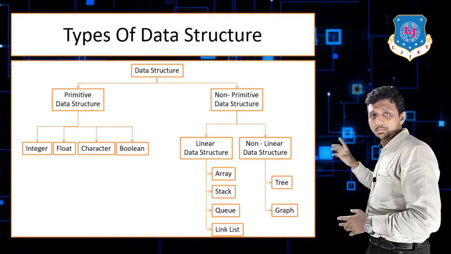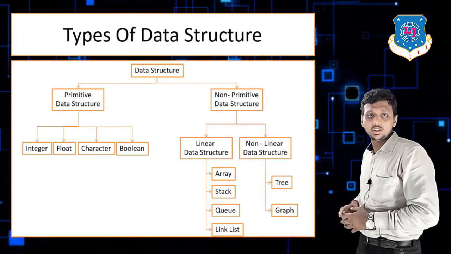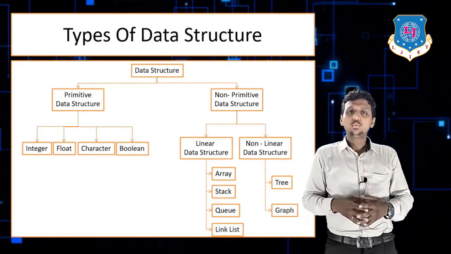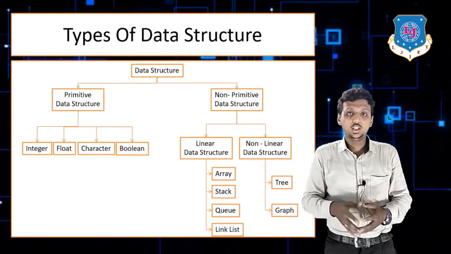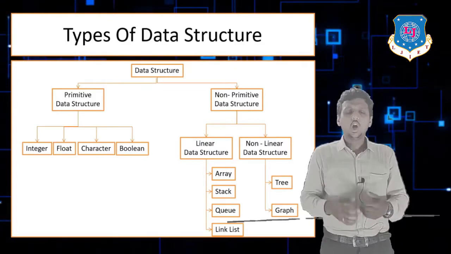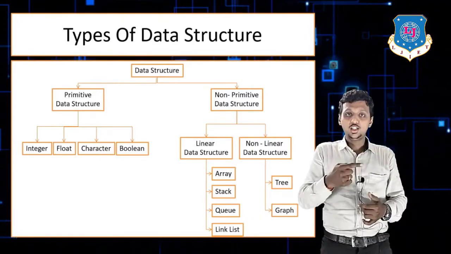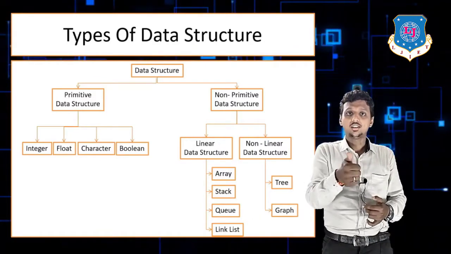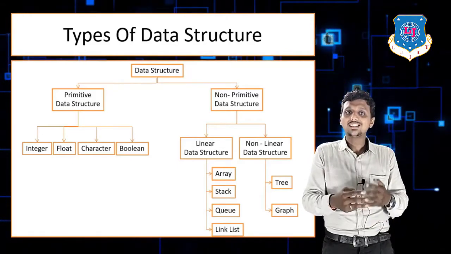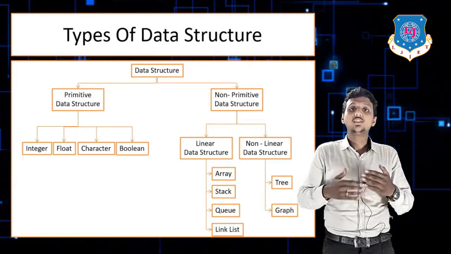Okay, one is primitive, another one is non-primitive data structure. The primitive data structure means what? If you studied C programming, then you might be aware about the primitive data types. Can you tell me how many primitive data types are there? Integer, float, character, right? Okay, so this integer, float and character are also known as primitive data structure.